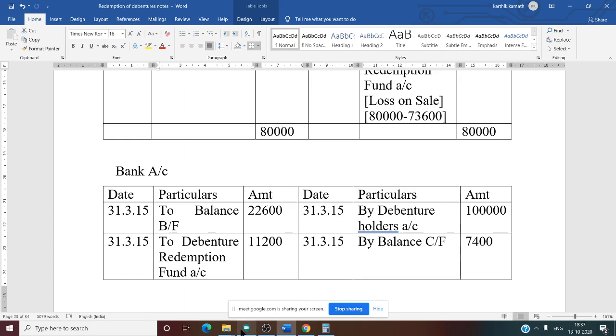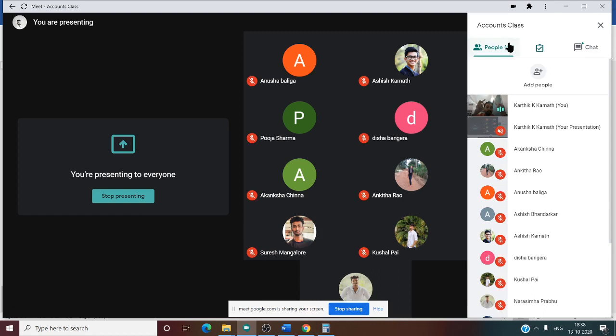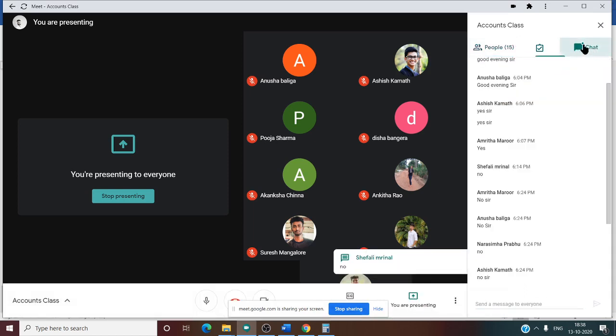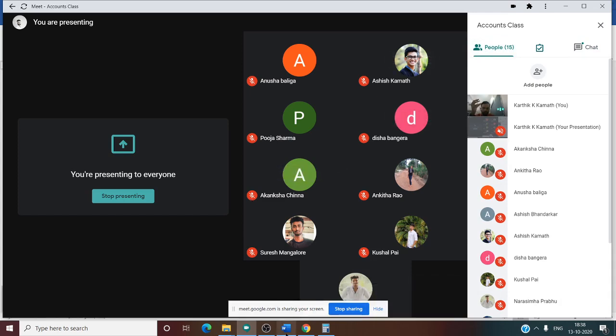Okay. So before that, any doubt in the first three accounts? Debenture account, fund account, and fund investment account. Any doubt you can ask me now. First three accounts, very simple, for last year only. Shifali is saying no doubt. So I hope others are also getting this, and I hope there is no doubt with others also.